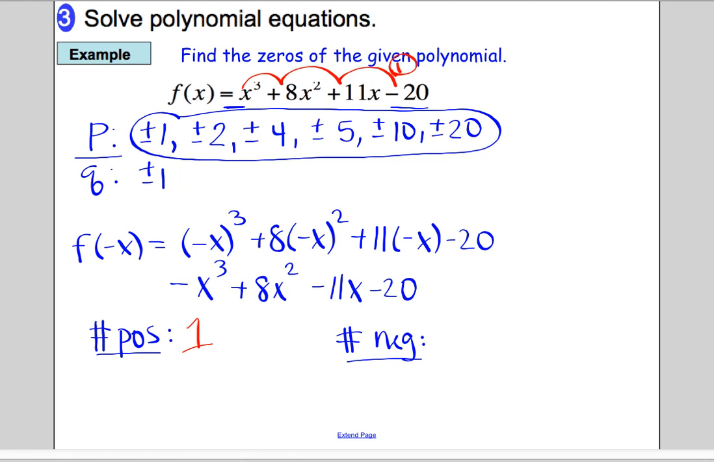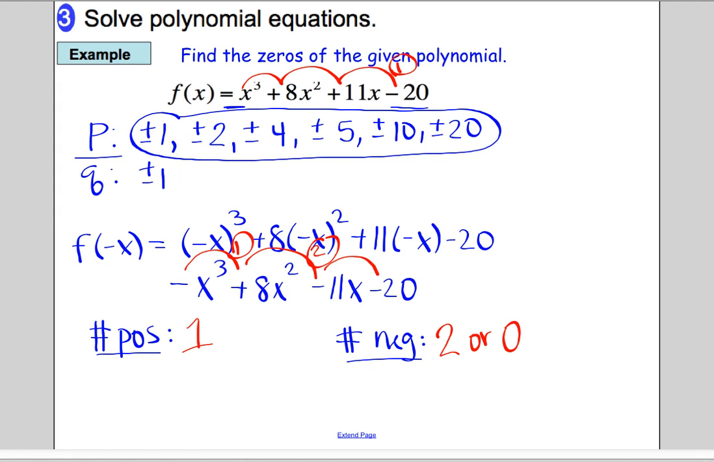We do the same thing with negative x, and it looks like I have one sign change, another sign change, and then that one stays the same. So there's two negative zeros. Remember, we'll have to subtract 2 there, so we're going to say there could be 2, or there is a possibility that there are none.